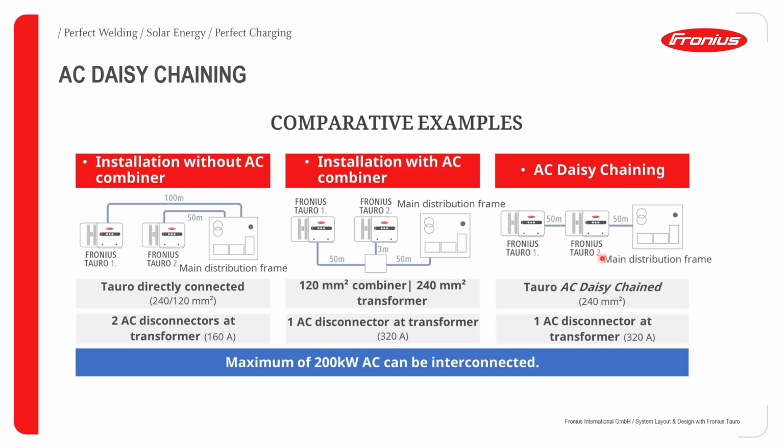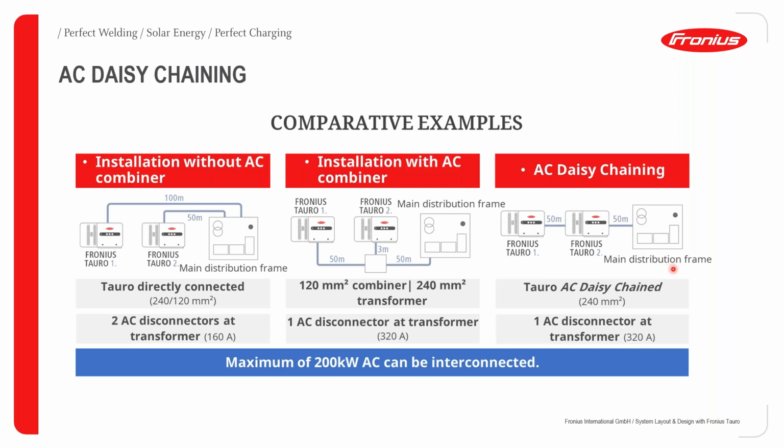Okay, so you have to size each cable to be equal to each other, but it has to carry the total current for both these systems. Okay, hence 240 millimeters squared. In this example, you'll still have one AC disconnector at the transformer.